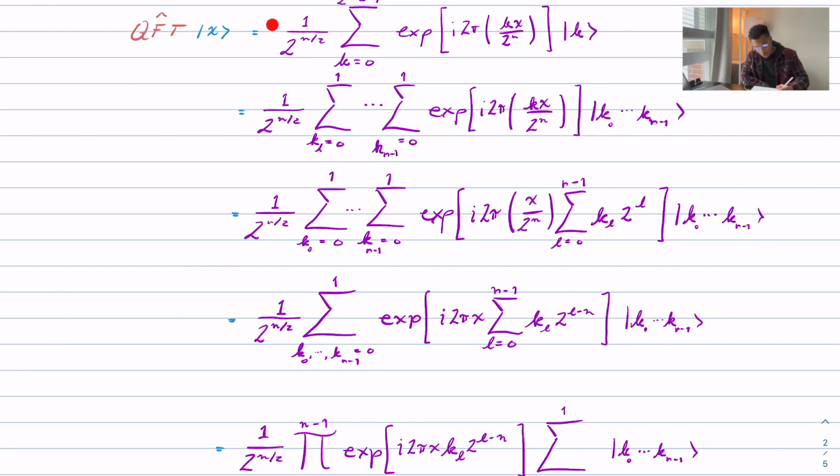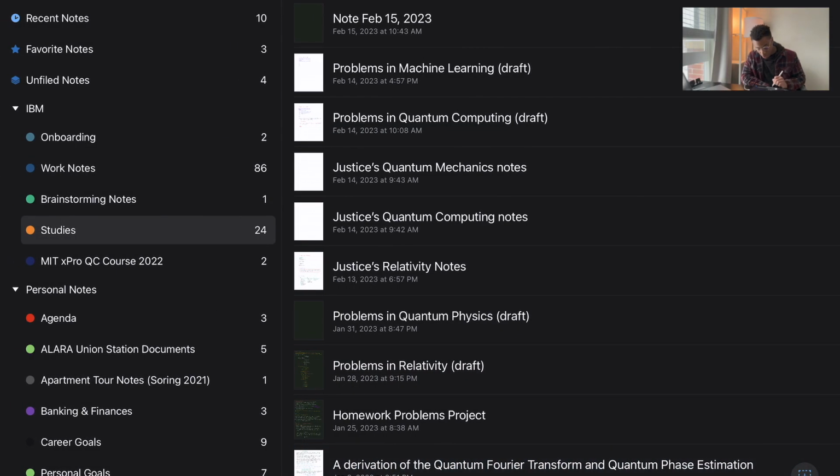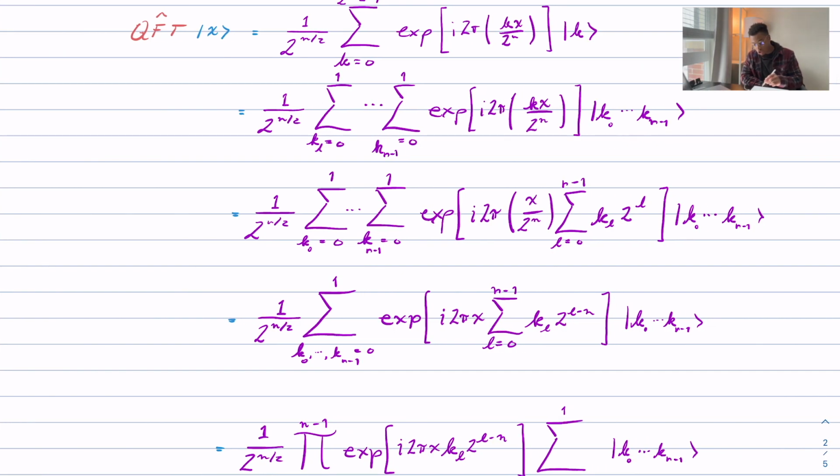So going from line 1 to line 2, all we're doing is writing out the state k in terms of its bit string representation. And that bit string representation is just stating the bit 0 all the way through the n-1th bit. And then I'm expanding the summation in terms of each bit.